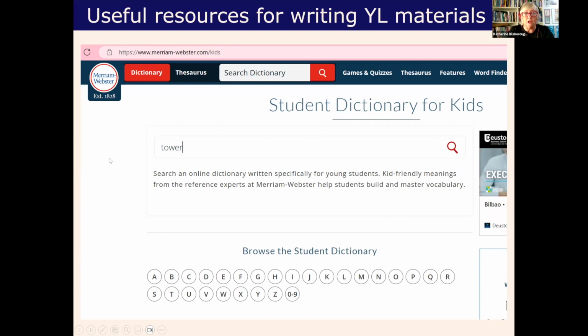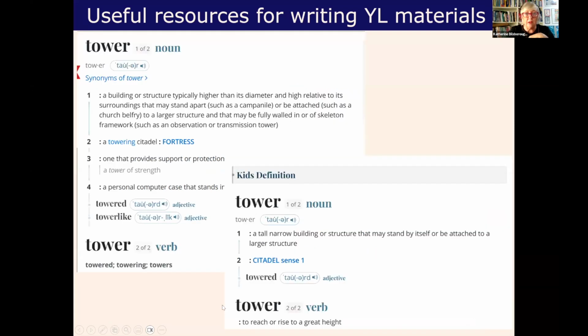So I've put in here the word tower as an example. And here you can see on the left, that's the traditional definition, a building or structure, blah, blah, blah, typically higher than its diameter, etc.